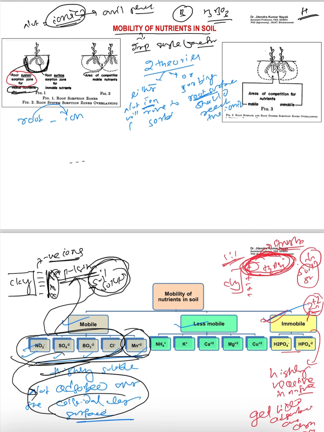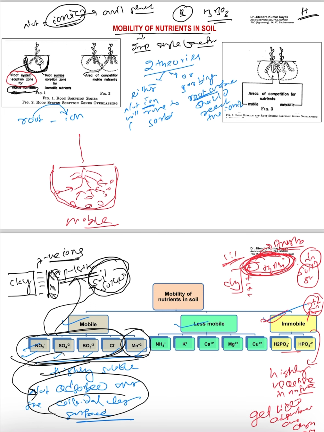there are two types of plants. Suppose one is here, the roots are there, and a larger surface rhizosphere zone is there, for which nutrient? For mobile nutrient. That means whatever nutrients are present in this zone can move towards the root surface, and very easily the plant can uptake the nutrient.